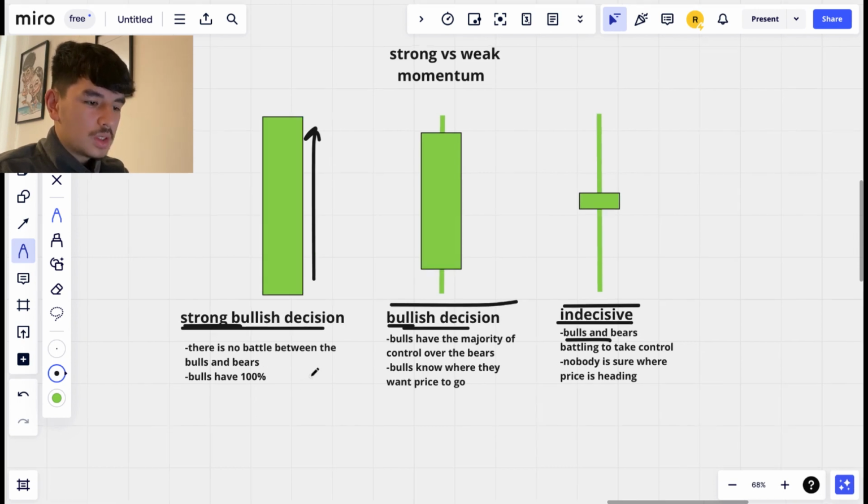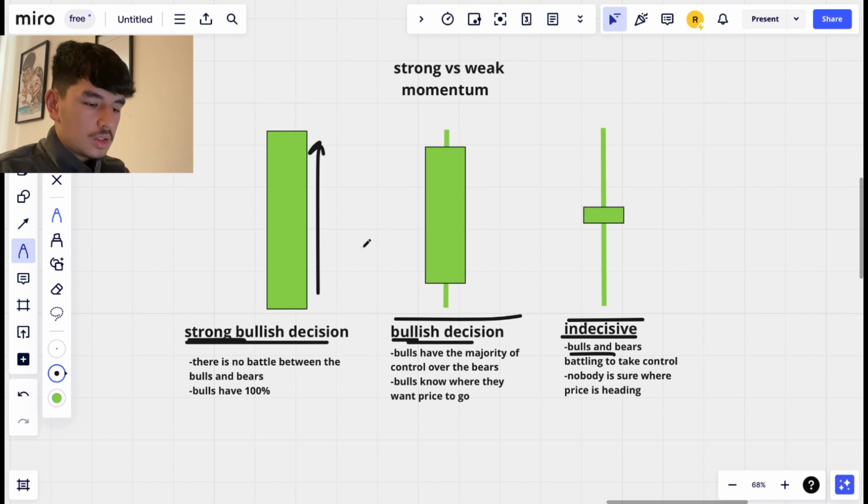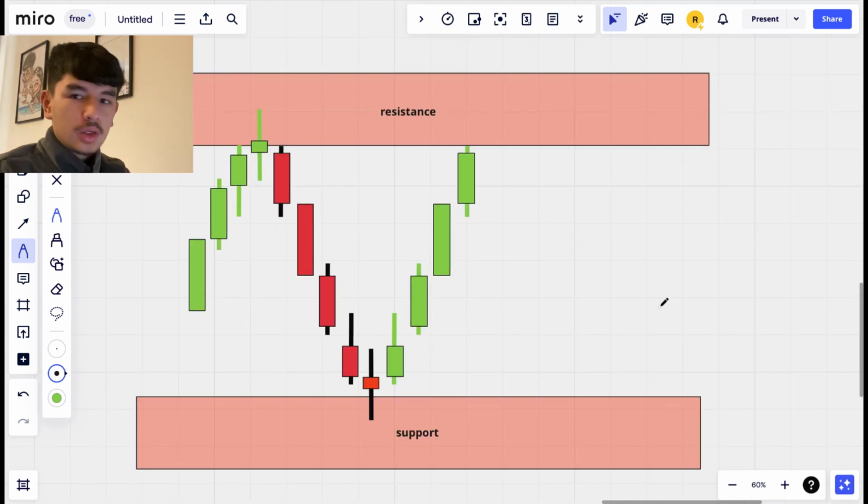Bulls have 100% control. And this also can be reversed. So bears can have 100% control, and then bears can have majority of control, and then they can still both be indecisive about it.